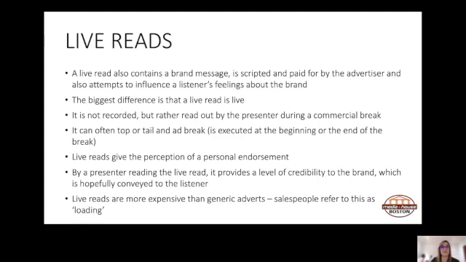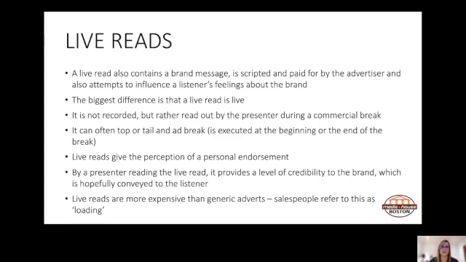Both of them will contain a brand message. They're both scripted and paid for by the advertiser, and they both attempt to influence the listener's feelings about the brand. The standout factor where it does differ for a live read, however, is that, as the name suggests, it's live. A live read is live. It's a non-recorded script that is read out by the presenter during a commercial break. So the presenter reads out the ad live on air.